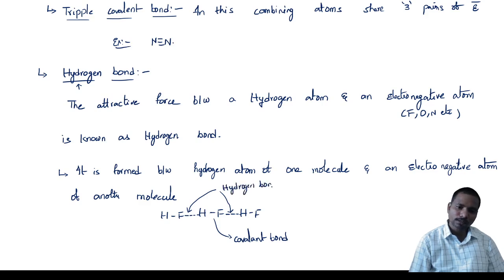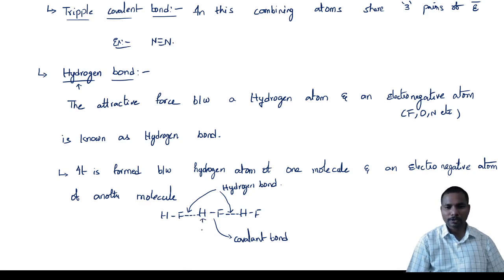So the second point: it is found between the hydrogen atom of one molecule and an electronegative element of another molecule. This is the hydrogen bond. This bond exists for hydrogen only with another electronegative atom. Now coming to the last one, it is just a force, but sometimes considered a bond.